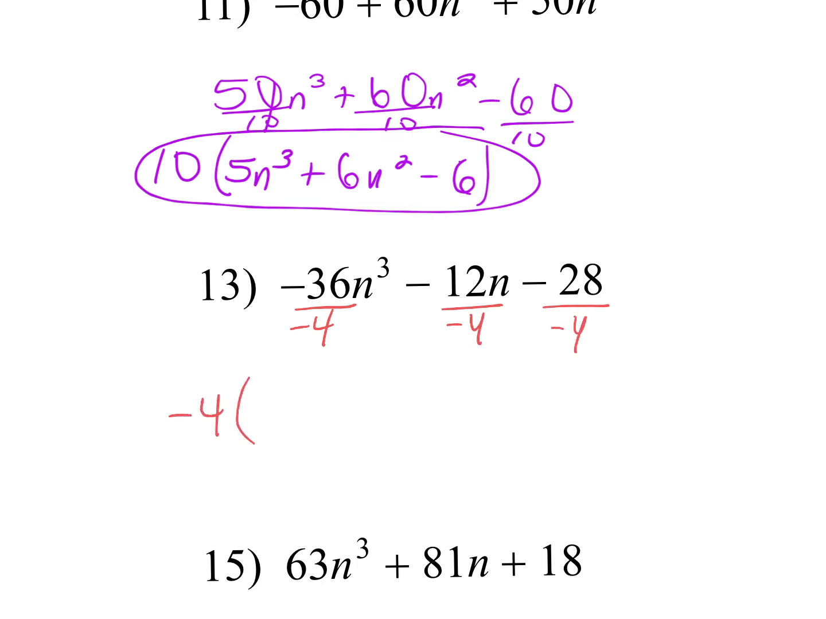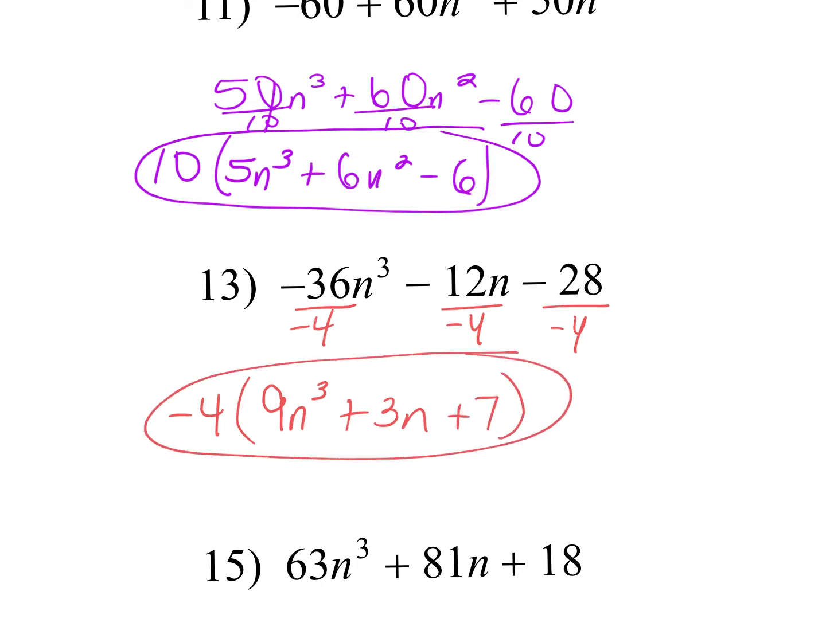What's negative 36 divided by negative 4? Positive 9. So 9n cubed. What's a negative 12 divided by negative 4? Positive 3n. What's a negative 28 divided by negative 4? Plus 7. I know some of you are thinking, hold on a sec, I don't like to write the negative underneath. I'm just trying to remind you, a lot of us made silly mistakes yesterday on negative signs. We were a little careless.